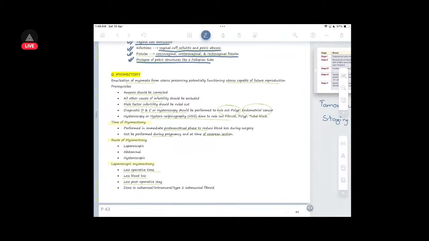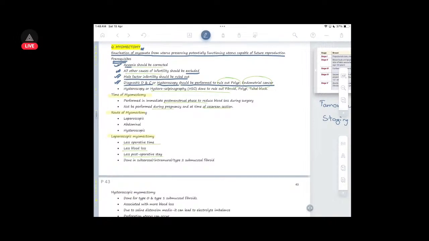Then you have myomectomy. It is enucleation of myoma from uterus, preserving a potentially functioning uterus capable of future reproduction. Prerequisites: anemia should be corrected. Other causes of infertility should be excluded. Male factor infertility should be ruled out. Diagnostic D and C and hysteroscopy should be performed to rule out polyp or endometrial cancer. Hysteroscopy or hysterosalpingography has to be done to rule out fibroid, polyp or tubal block.